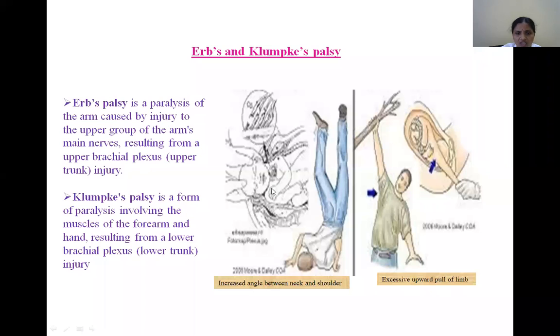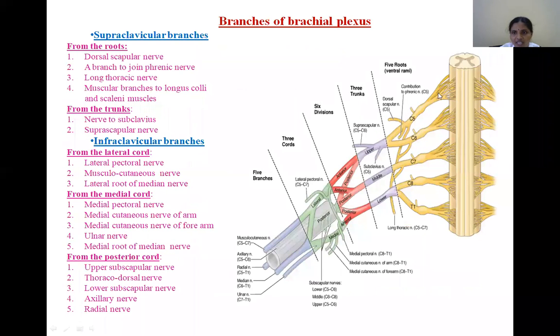So what nerves are present at Erb's point? Altogether 6 nerves. How can I tell 6 nerves? Identify here the C5 and C6 roots, and both unite to form the single trunk, that is the upper trunk. Then the upper trunk gives off 2 important branches, the suprascapular nerve and the nerve to subclavius. Then the trunk divides into anterior and posterior divisions. So if there is any damage at this particular point, it leads to paralysis of important muscles which supply the arm. So what are those muscles?